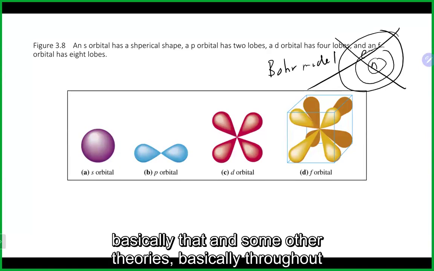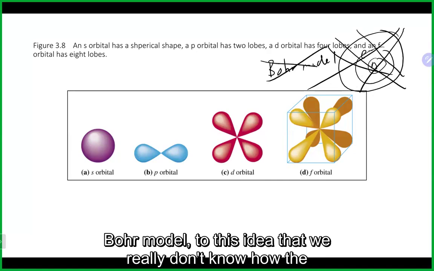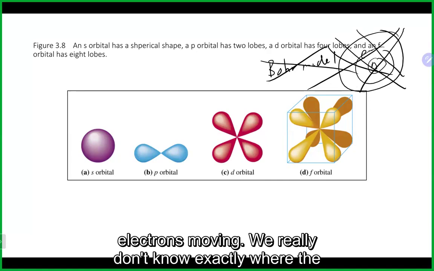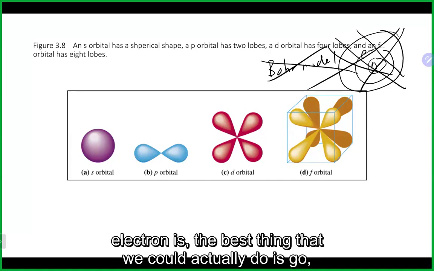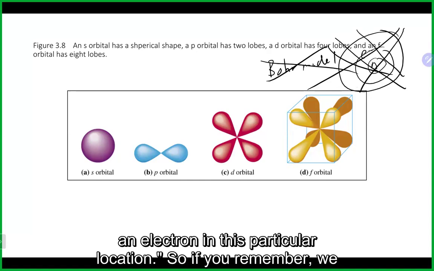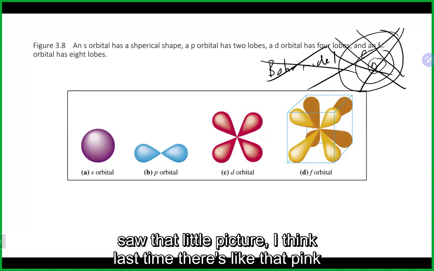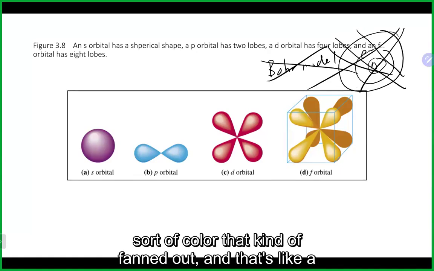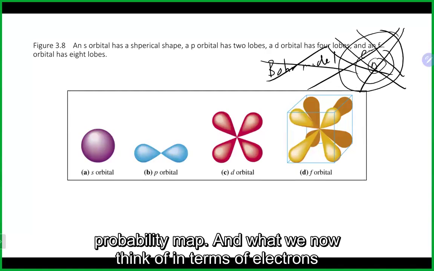So that and some other theories threw out Bohr's model in favor of this idea that we really don't know how the electron's moving. We really don't know exactly where the electron is. The best thing that we could actually do is say there's a really high probability that we could find an electron in this particular location. If you remember, we saw that little picture last time, with that pink color that kind of fanned out, and that's like a probability map.